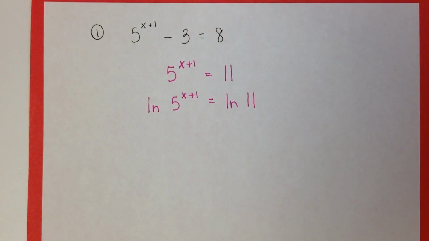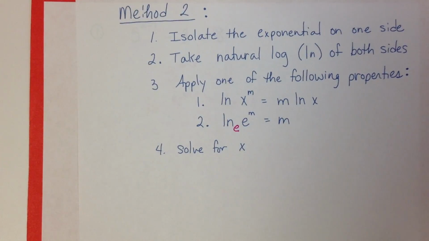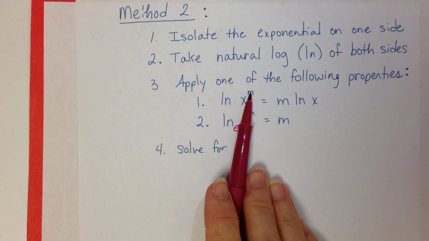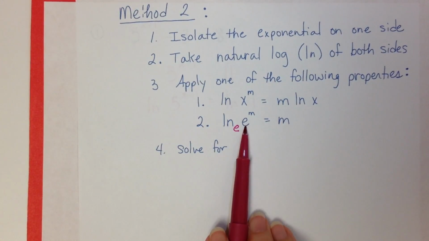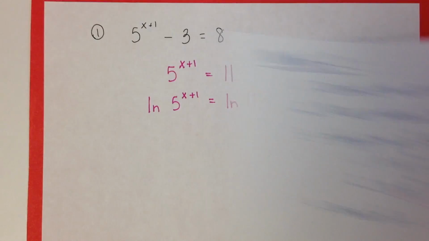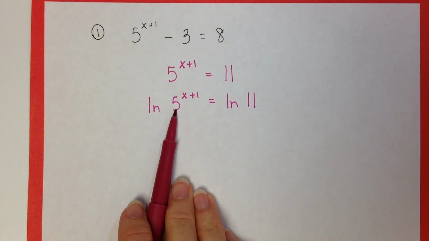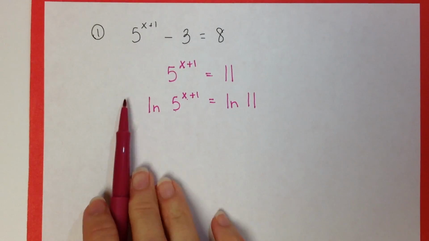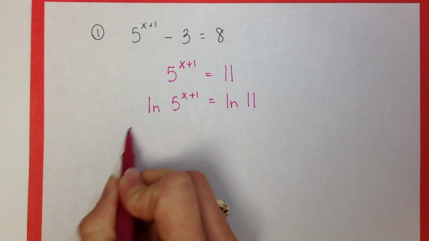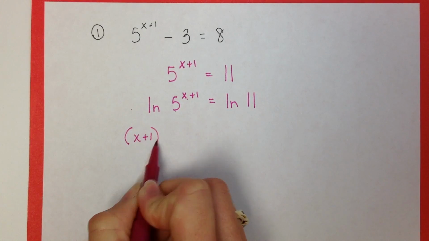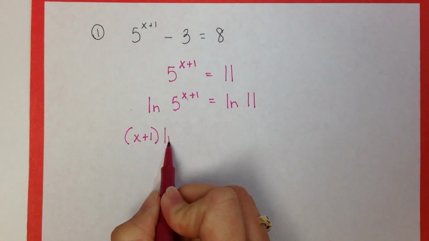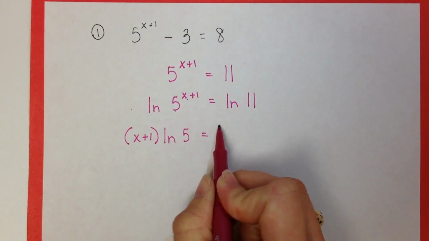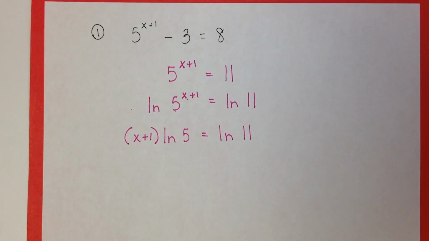Okay. Now when it comes to picking the properties, the property that we're going to use on this one will be this first one where we just take our exponent and bring it to the front. The only time you'll use this one is if it has an e in it. And obviously my base here is not an e, it's a 5. So you take your exponent, bring it to the front. Now since that exponent is made up of two terms, you do need to put it in parentheses. So (x plus 1) times the natural log of 5 is equal to the natural log of 11.